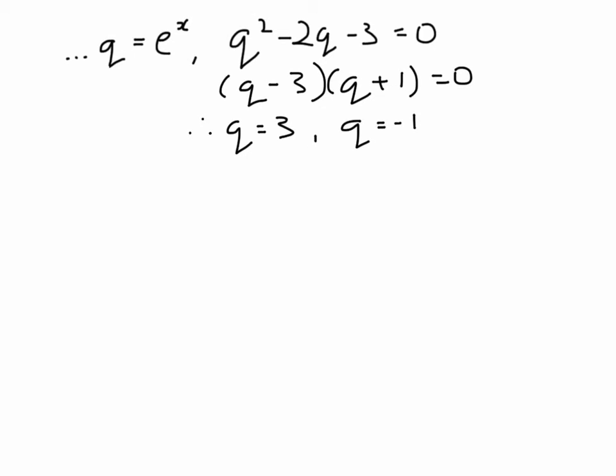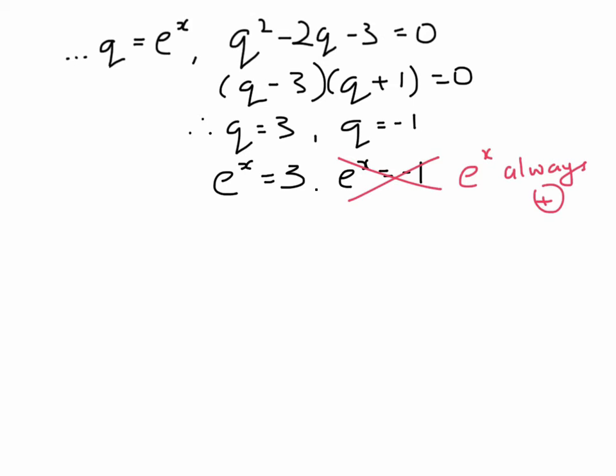And if you substitute back in for q equals e to the x, you end up with e to the x equaling 3 and e to the x equaling -1. But you can't have that happening because e to the x is always positive. So the only thing that works is going to be e to the x equals 3.